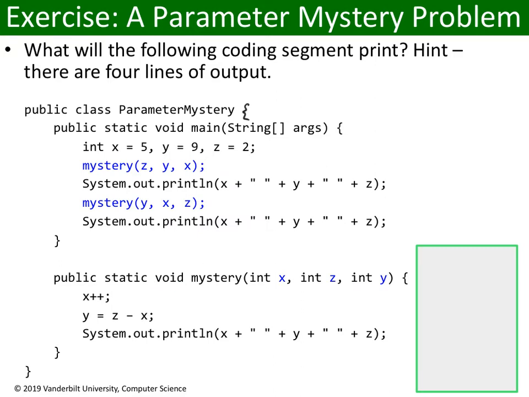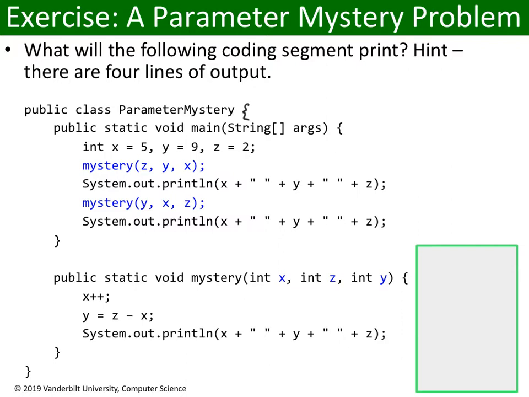It seems that mystery will do some math calculations and then print out some expression. Then our main is declaring several variables, three variables, and calling the mystery method, and then printing out the variables, and then calling the mystery method again, and then printing out the variables.